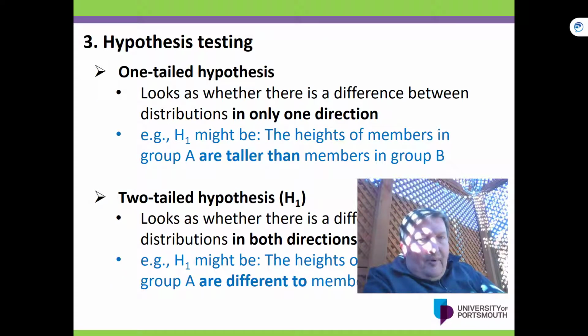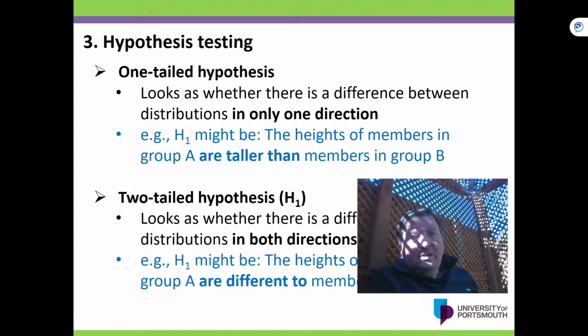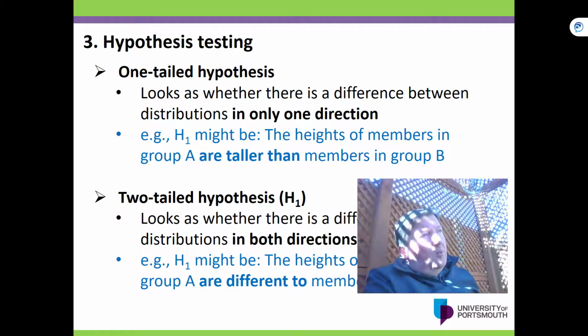And in hypothesis testing there are 2 different types of testing. One is a one-tailed hypothesis, and this looks at whether there is a difference between distributions only in one direction. So your H1, which is your alternative hypothesis, might be that the heights of members in group A are taller than members in group B. That would be a one-tailed hypothesis. So you're only looking at the difference whether they are taller.